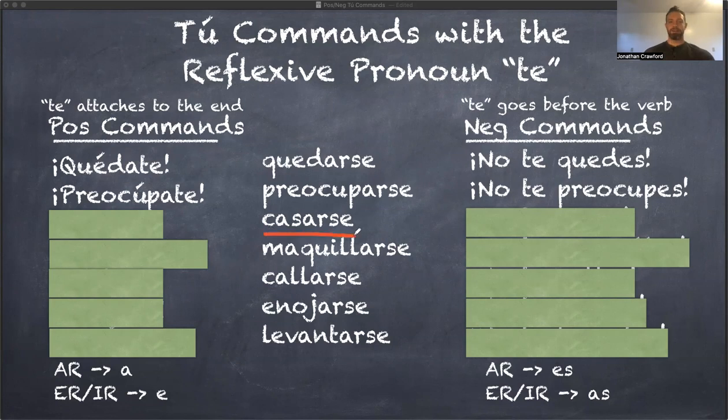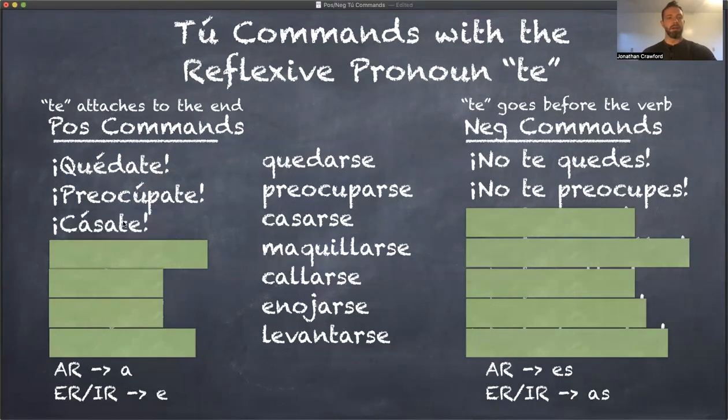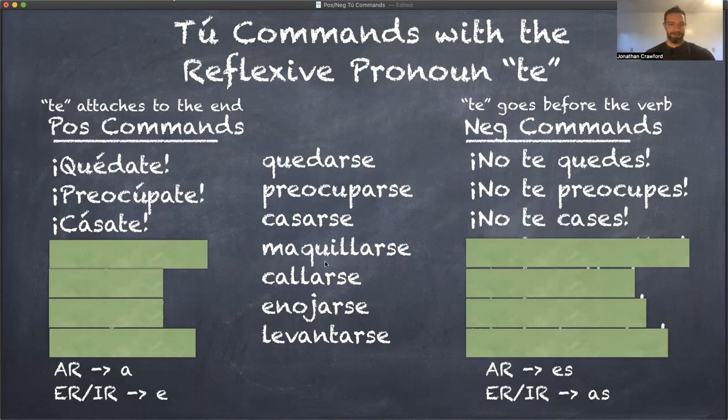So you say casarse. It's an AR verb and it's reflexive and it's a tú command. So it's going to be cásate. Cásate. That one's easy, right? Get married. Cásate. Don't get married. No te cases. No te cases. It's too soon. No te cases.